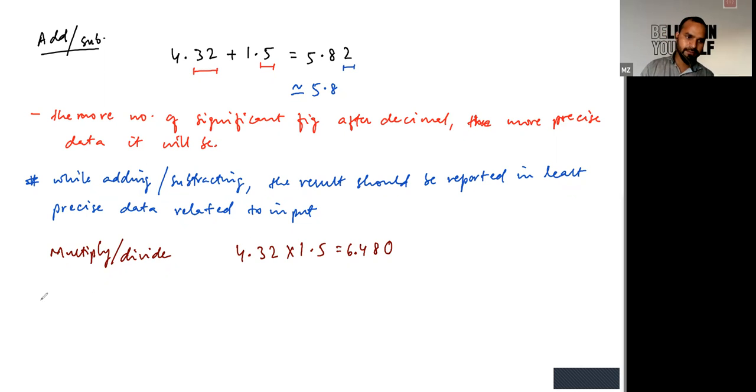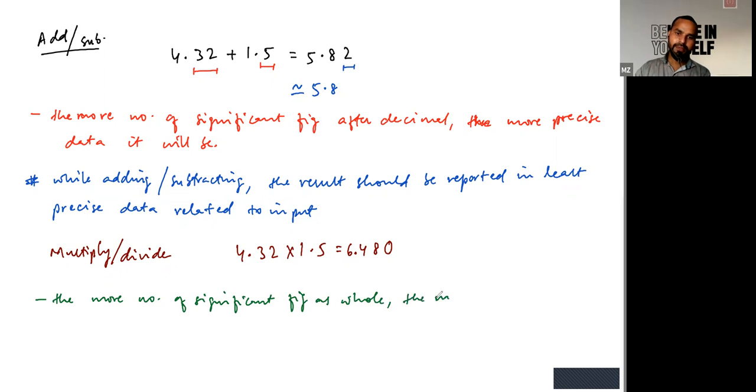Now, the total number of significant figures as a whole for any observation defines its accuracy. So you can say the more significant figures as a whole, the more accurate the data will be. From this, you can say this is more accurate data and this is less accurate data. According to the rule of significant figures, while multiplying or dividing, the answer of this operation should be reported in the least accurate data related to input.